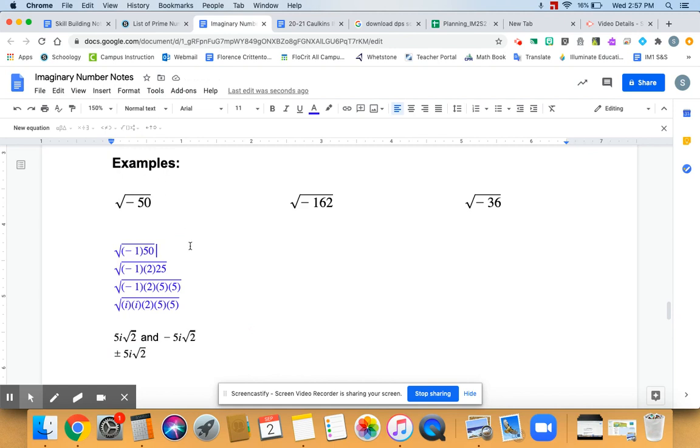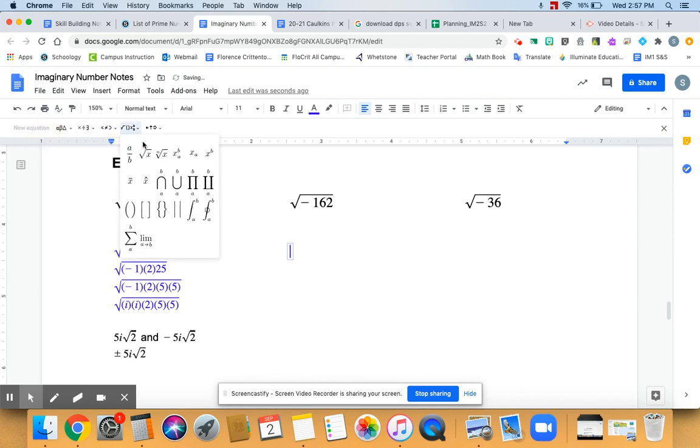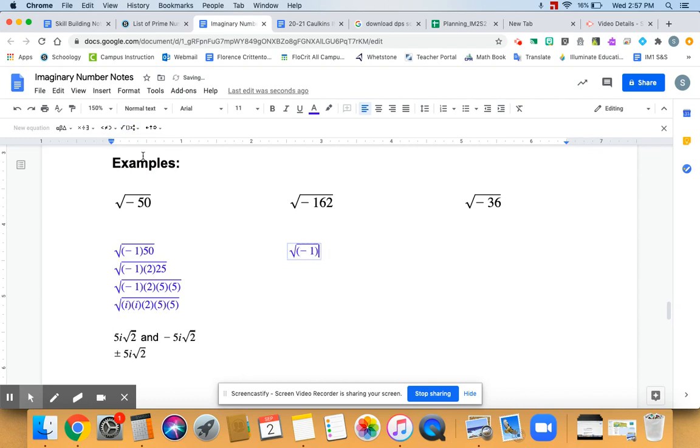All right, for the next one, first step is I want to divide out that -1, so I'm left with positive 162.